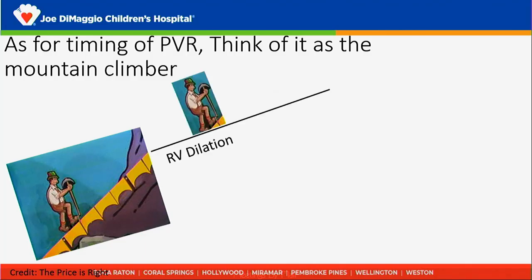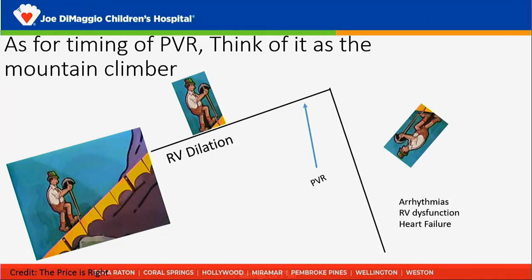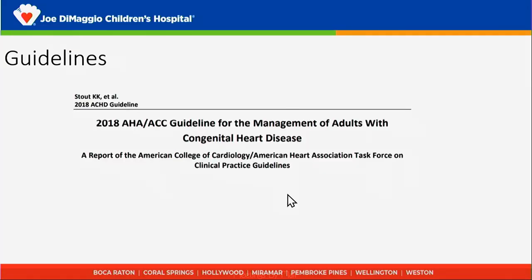But you think of the mountain climber and the RV dilation as the mountain, and you keep watching the RV as it gets more dilated, more dilated, more dilated, and then at that last moment, you want to do a pulmonary valve replacement before the mountain climber falls off the mountain or the RV starts developing arrhythmias, RV dysfunction, heart failure, because it's a lot harder to reverse these. So you need to time pulmonary valve replacement accordingly. It's not an exact science, but you have to do your best.